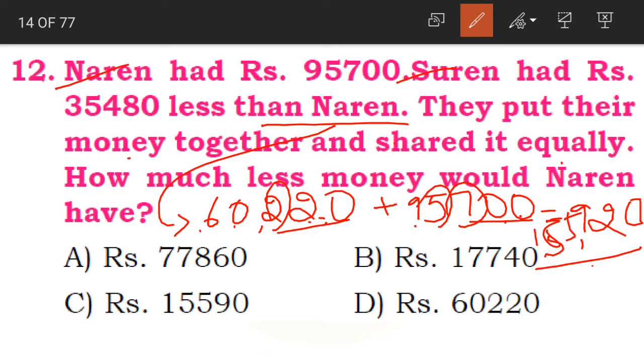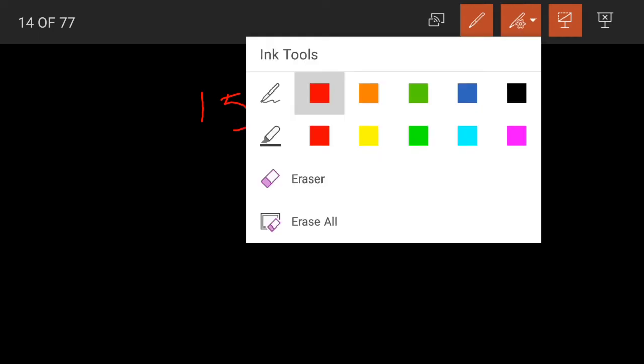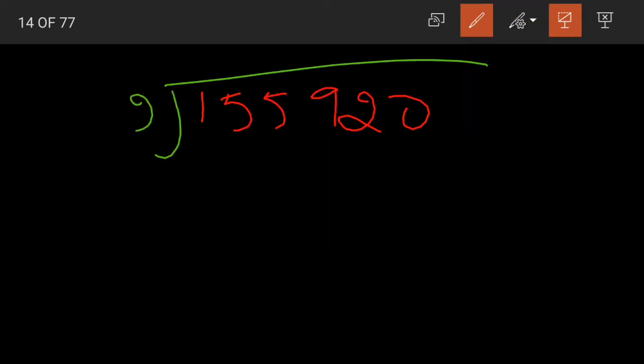From the total, what did they do? They shared it equally. Equally means what? Here there are two people, Naren and Suren. So sharing equally means they are dividing it into two parts. 1,55,920 divided into two parts. That means we need to divide it by 2. Now we know how to do division, right?